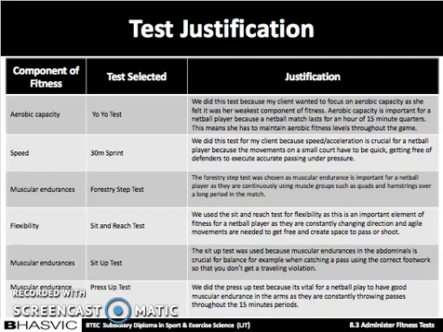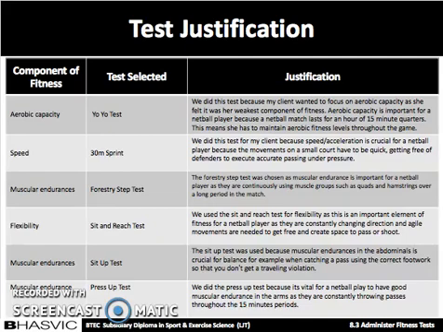Component of fitness, muscular endurance. Test selected, forestry step test. The forestry step test was chosen as muscular endurance is important for a netball player as they are continuously using muscle groups such as quads and hamstrings over a long period of time in the match.